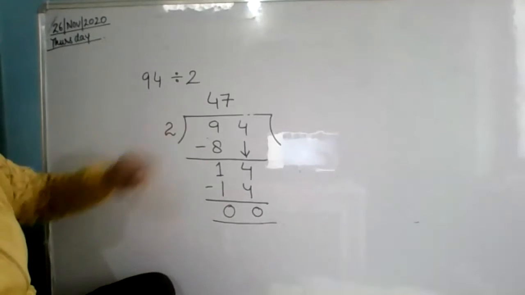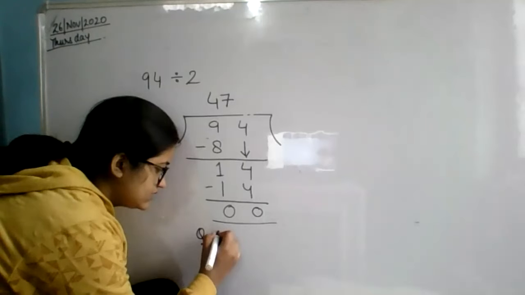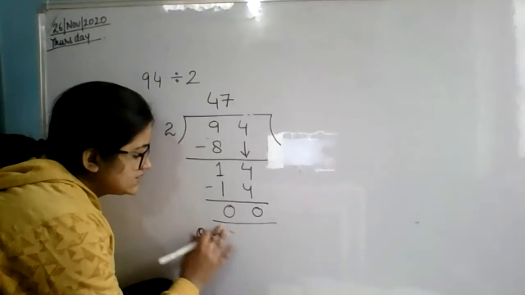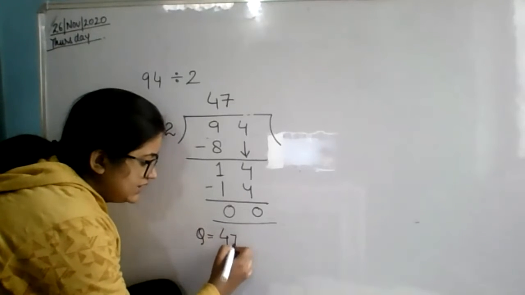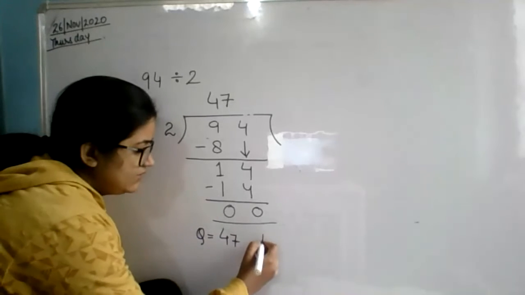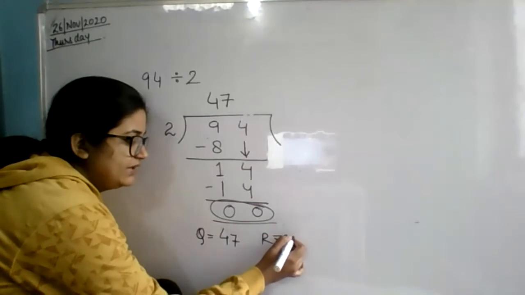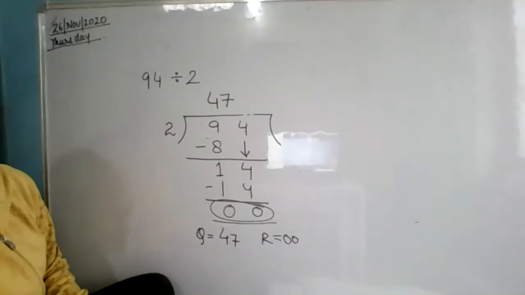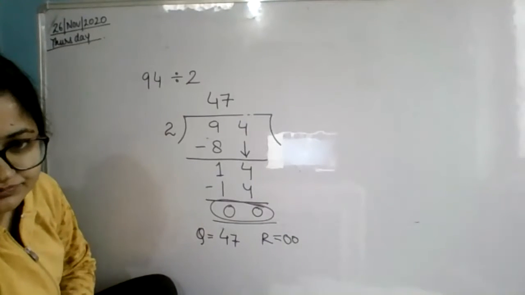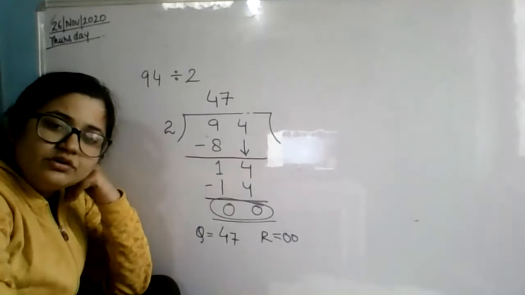What we have to find out is the quotient. So we will write here, quotient is equal to how much? 47. Q is equal to quotient, for quotient we will write the short form Q. Q is 47, and remainder: the last number here is known as the remainder, and the remainder is coming 00. A single zero you can also write. Okay, this is the way to do the long division method.